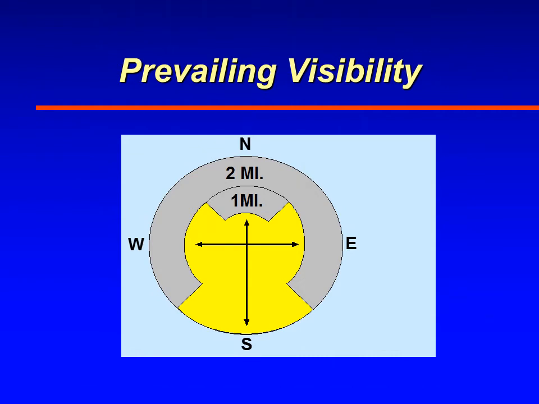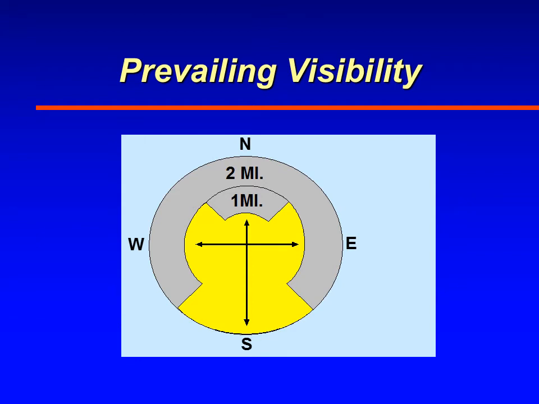Here's another example. Sometimes we don't have the charts. This is what they do on the weather observing test. They just give you some examples like this. In this case, you can see the visibility to the north is only 1 mile. To the east and west it's 2 miles, but to the south it's unlimited. There's no distance that's reported.